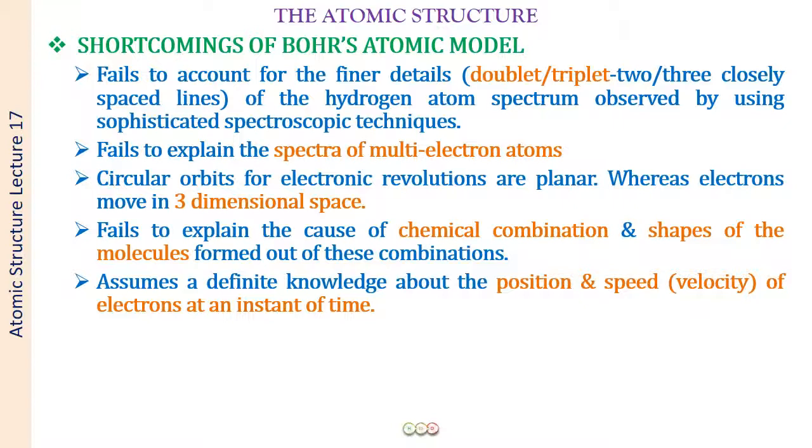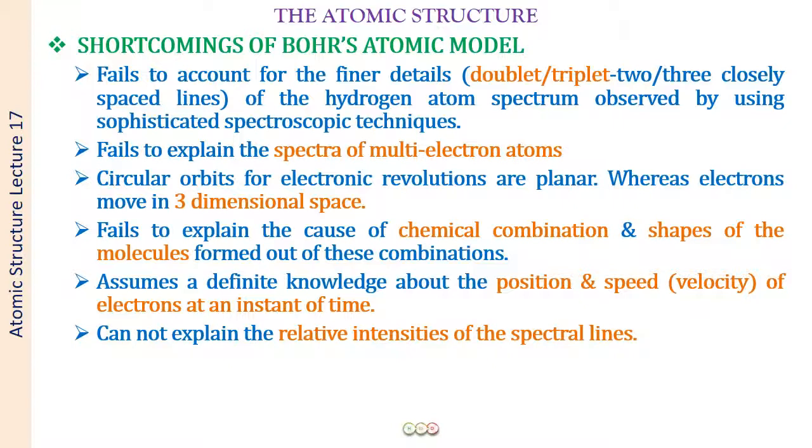But then there came a scientist, Heisenberg, who suggested that it is not possible to ascertain the position and the speed of the electron at any instant of time. There is some uncertainty always attached to it, and this is what we will be discussing in another topic called the Heisenberg's uncertainty principle. But now this becomes a shortcoming of Bohr's atomic model to assume a definite knowledge about the position and the velocity of electrons. He could not explain the relative intensities of the spectral lines.